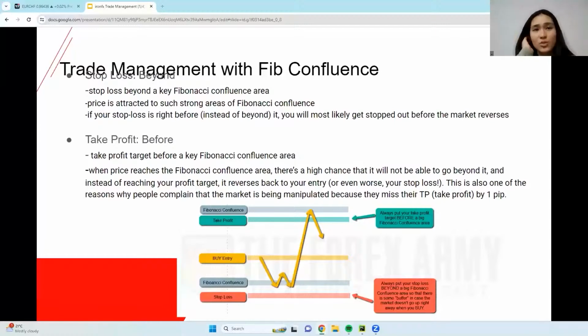Okay, the reason for this once again is that when price reaches the confluence, the Fibonacci confluence area, there's a high chance that it won't be able to go beyond it because of the resistance at that level. So instead of reaching your profit target, we can often see that it will reverse back to your entry or worse, your stop loss. Okay, and this is another reason why people complain that the market is being manipulated because they might miss their take profit by 1 pip.